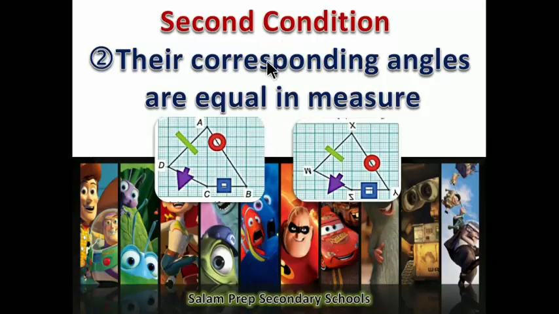Second condition, their corresponding angles are equal in measure. Corresponding angles are equal in measure means angle A equal to angle X, angle B equal to angle Y, angle C equal to angle Z, angle D equal to angle M.